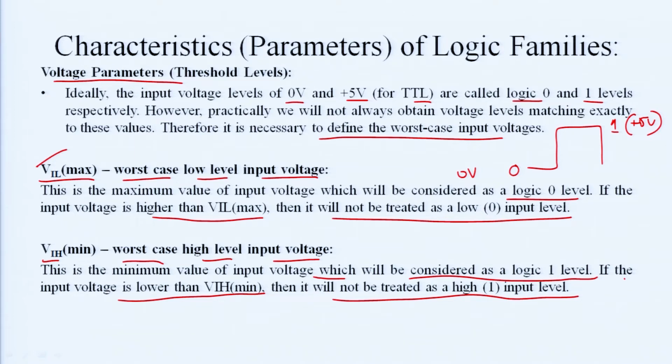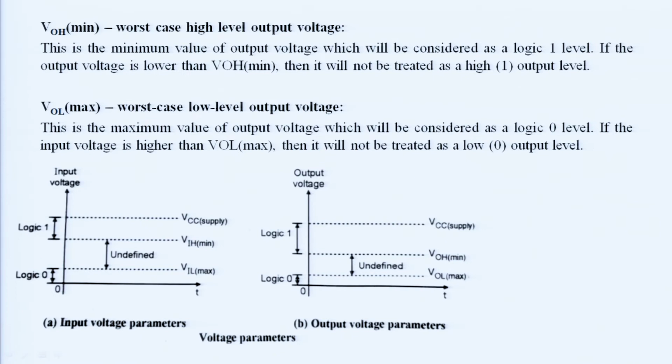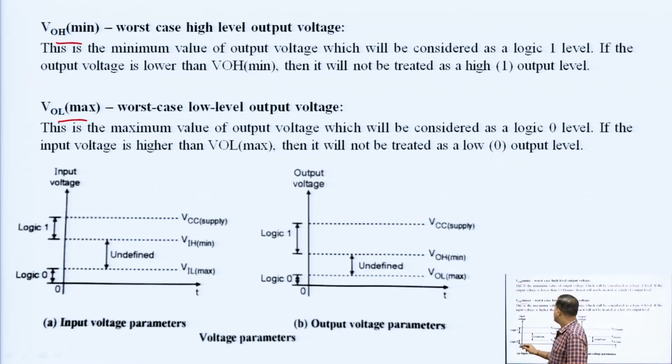So, these are two terms, VIL max and VIH min. Next, this is the VOH min and VOL max. So, here from the diagram itself it will be more clear. First of all, we will check the definitions. What is VOH min? Worst case high level output voltage.